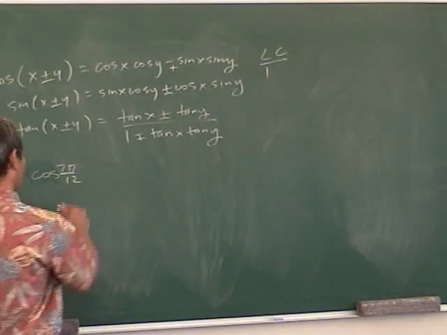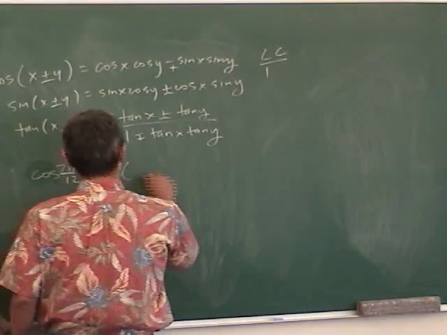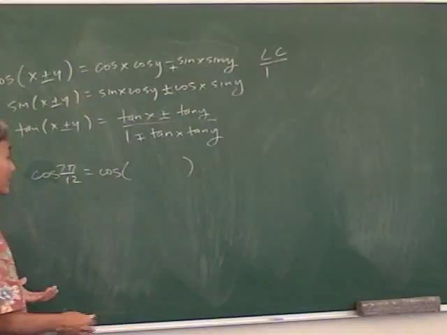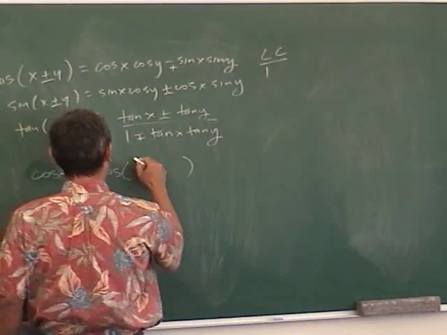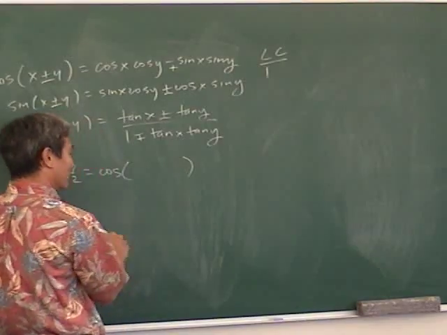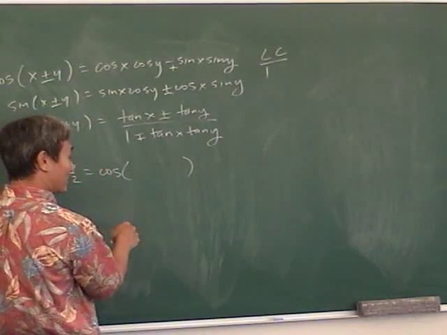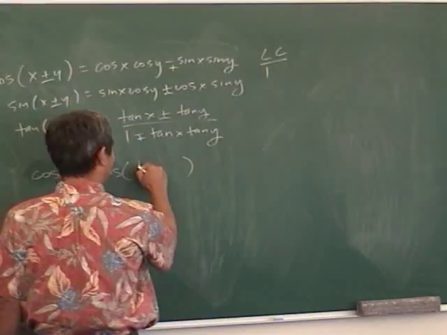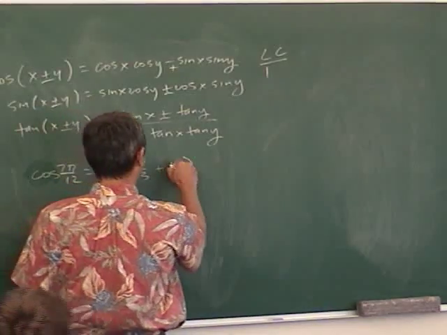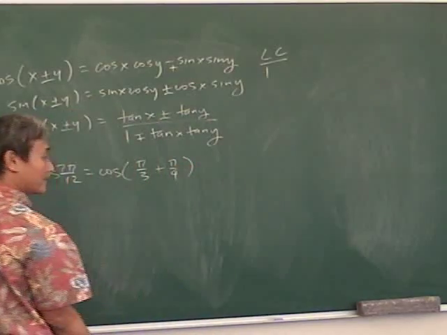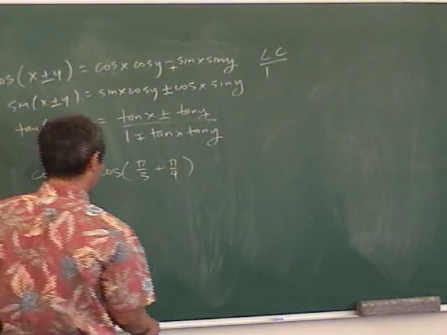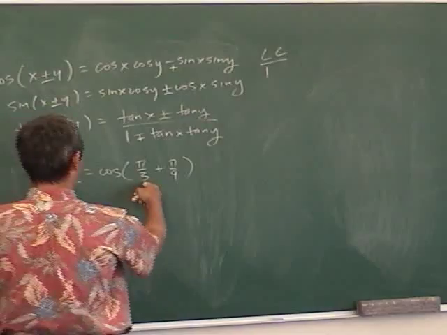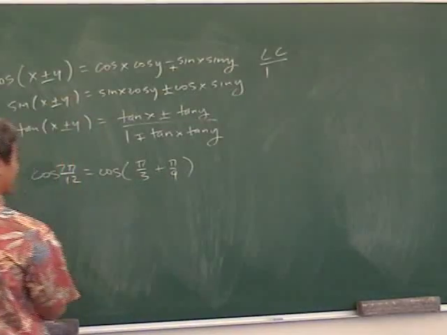Yeah. 60 and 45. So 4 pi over 12 plus 3 pi over 12. Can't that be reduced to pi over 3 plus pi over 4? That's what I said. So that's like 60 plus 45, which is 105 degrees if you think in degrees.